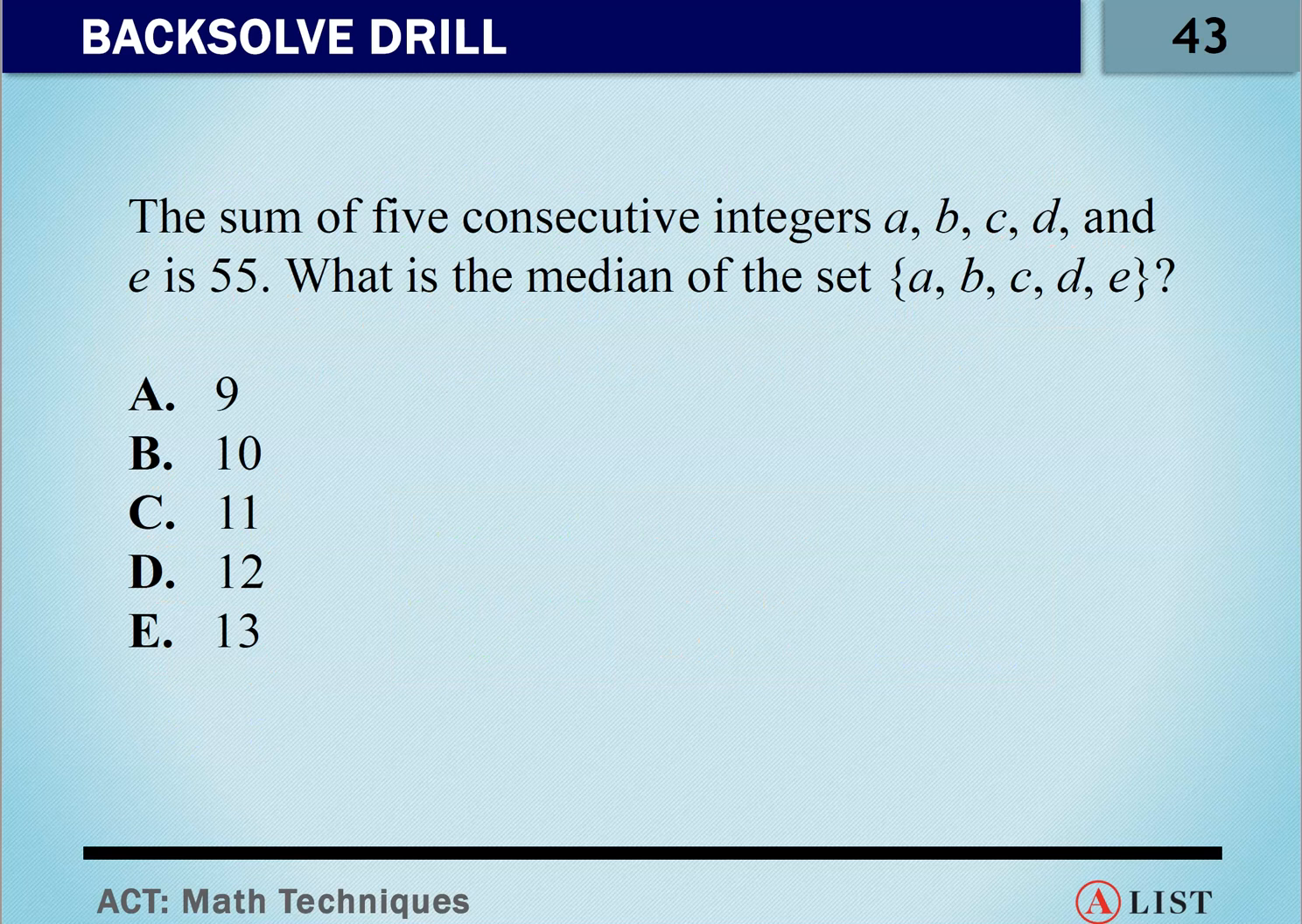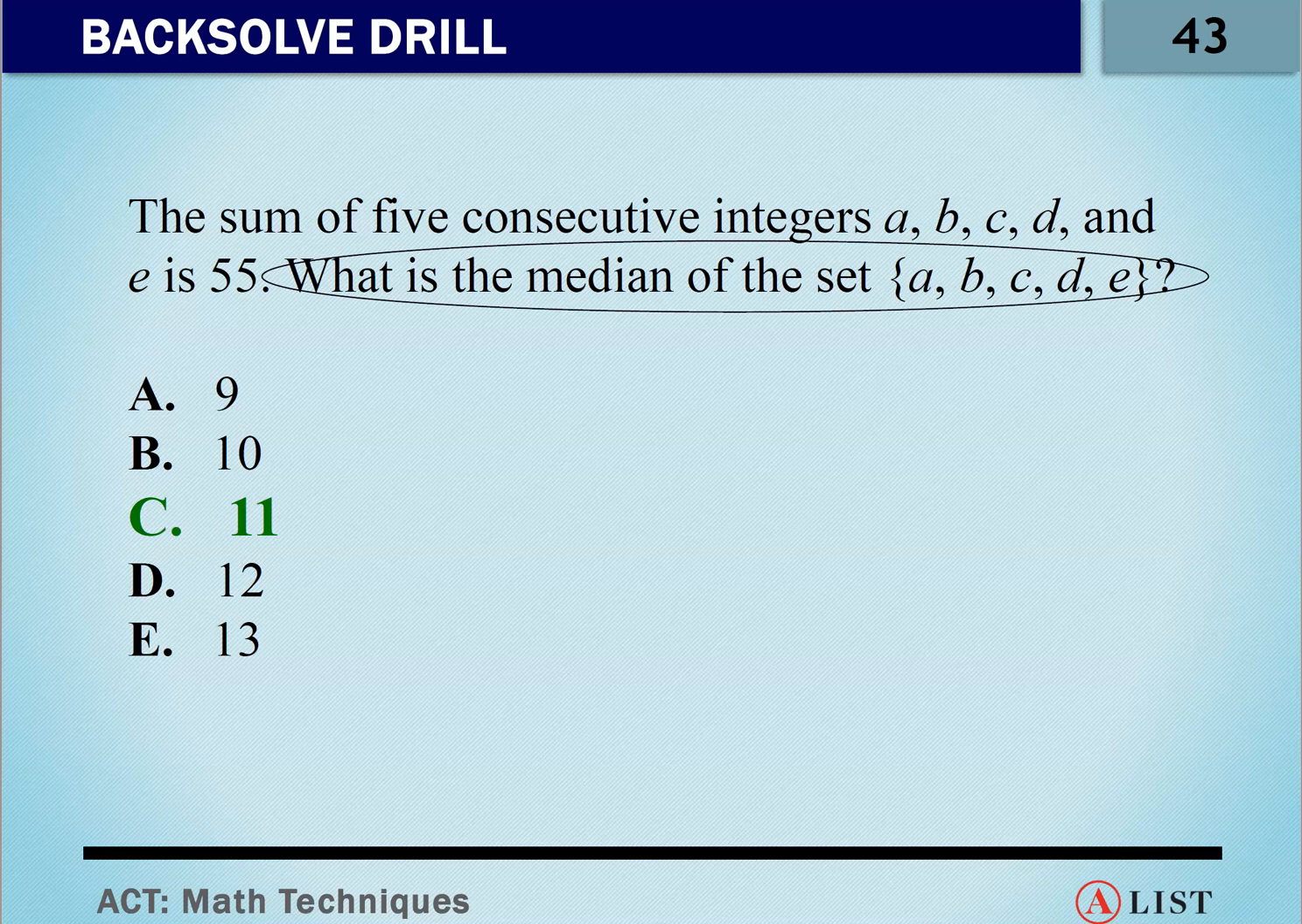All right, 43. The sum of 5 consecutive integers, A, B, C, D, and E, is 55. What is the median of the set A, B, C, D, E? So here's where you need some terminology, some content piece from geometry and the stats and all that you've had in the past. So median, what does median mean? Well, median is the middle number. So we're talking about C. So when we go to pick our value, we're going to start with the middle number, C, the median, I guess, of our answers, and then we're going to put that into looking at that as a set.